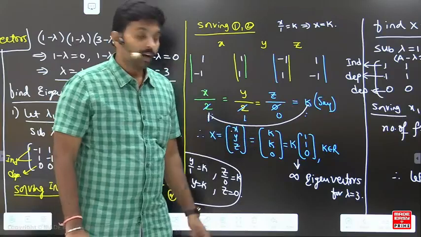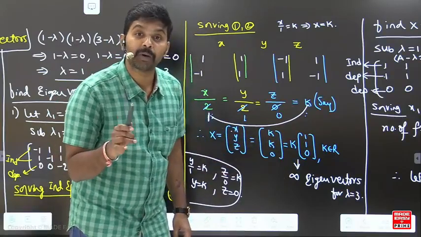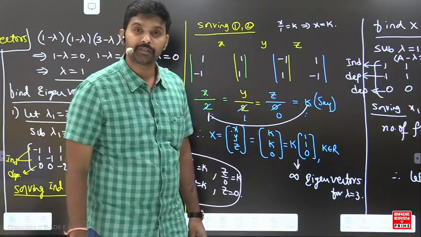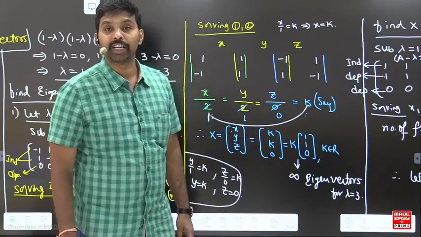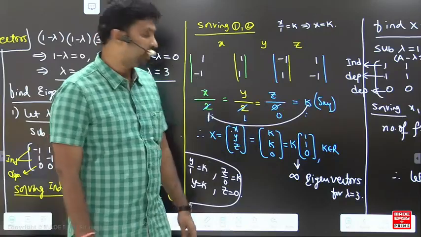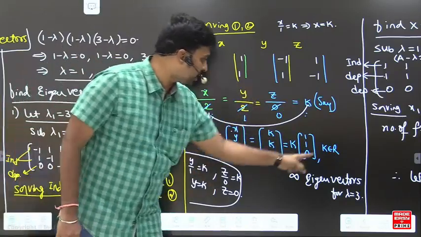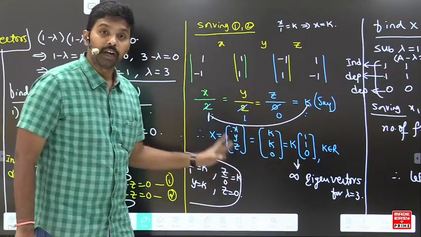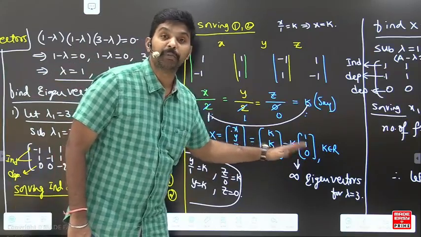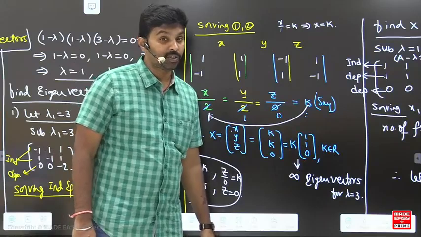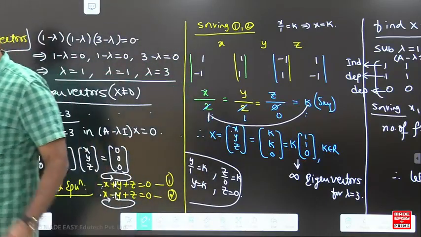But out of these infinite eigenvectors, how many of them are independent eigenvectors? That is my question. There is a 2 marks question you are going to get in the examination on this. So please tell me, how many of them are independent eigenvectors? There are infinite eigenvectors, but in this case, how many are independent? Please, I have already told you this concept. Anybody?